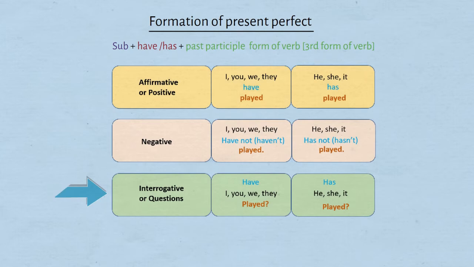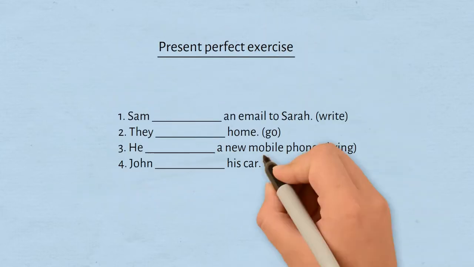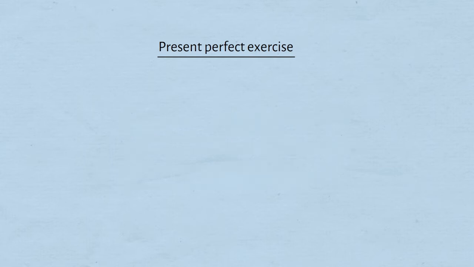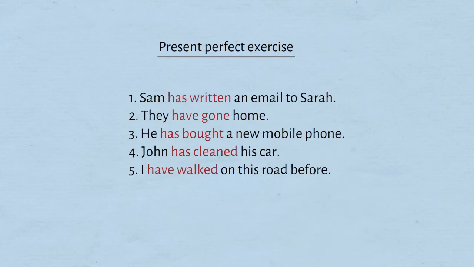As usual, we have some fill in the blanks for you. You can read the sentence and you can see there is a bracket in which we have mentioned the verb. Use the correct tense to finish this. Here are the answers. How many did you get this time? So let's check the first one, which is Sam has written an email to Sarah. They have gone home. He has bought a new mobile phone. John has cleaned his car. I have walked on this road before.